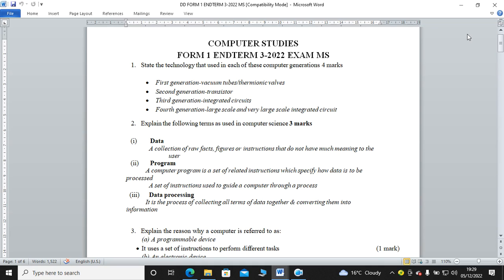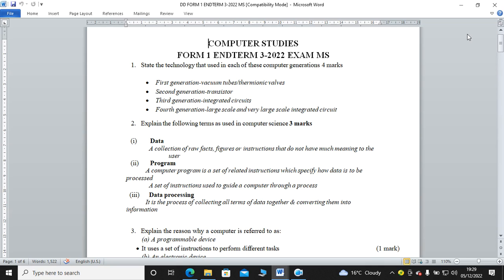The first generation used a technology called vacuum tubes, also known as thermionic valves. Second generation used transistors. Third generation used integrated circuits. And fourth generation used very large scale integrated circuits. For the fifth, in case you may need to know, they use semiconductors or artificial intelligence.